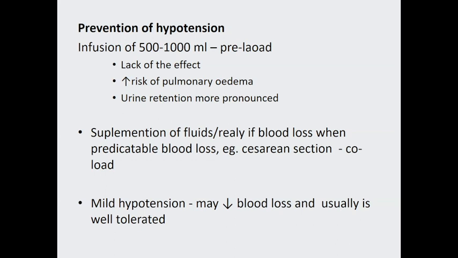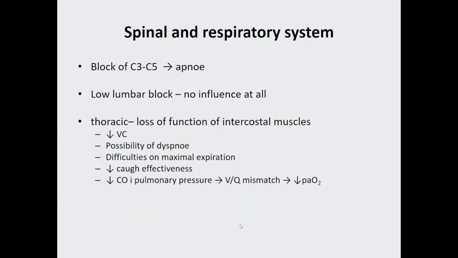If it's more than 1 liter, we call it hemorrhage, but the 1 liter is kind of not physiological, but acceptable blood loss. If the hypotension is only mild, it's not a very big problem. When the blood pressure is a little bit lower than normally, the bleeding is decreased, so mild hypotension can be accepted because it's usually well tolerated by the patients.